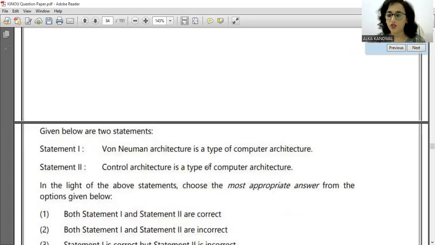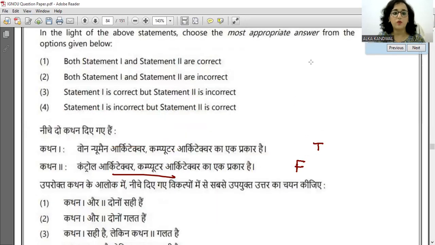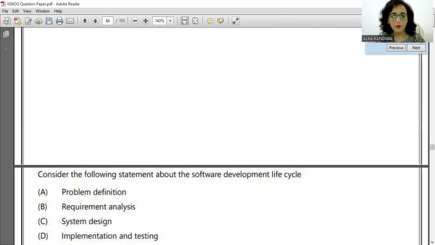Von Neumann architecture is a computer architecture. Absolutely. Control architecture is a no. That is not the correct one. Control architecture we will do in detail. For now, you just remember that it is not a type of computer architecture. So statement 1 is correct. Statement 2 is incorrect. So that will be the answer. Option 3. Yes. Option 3.